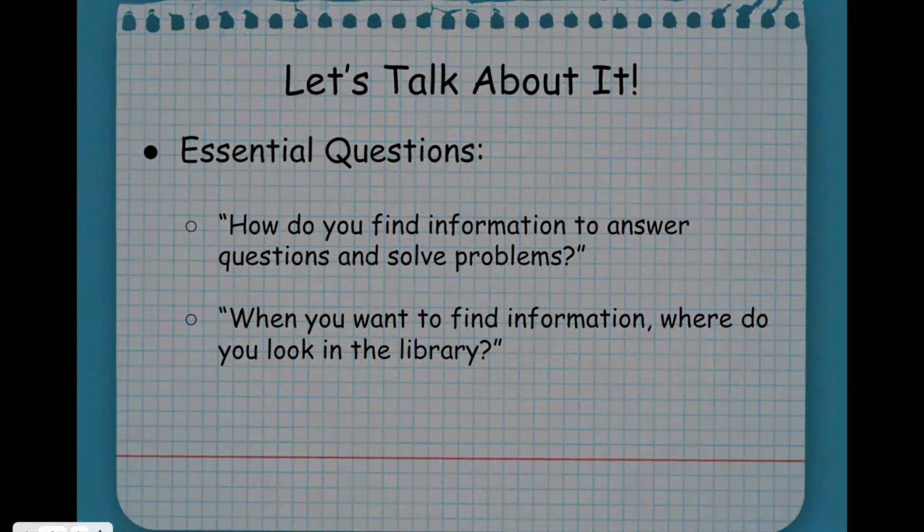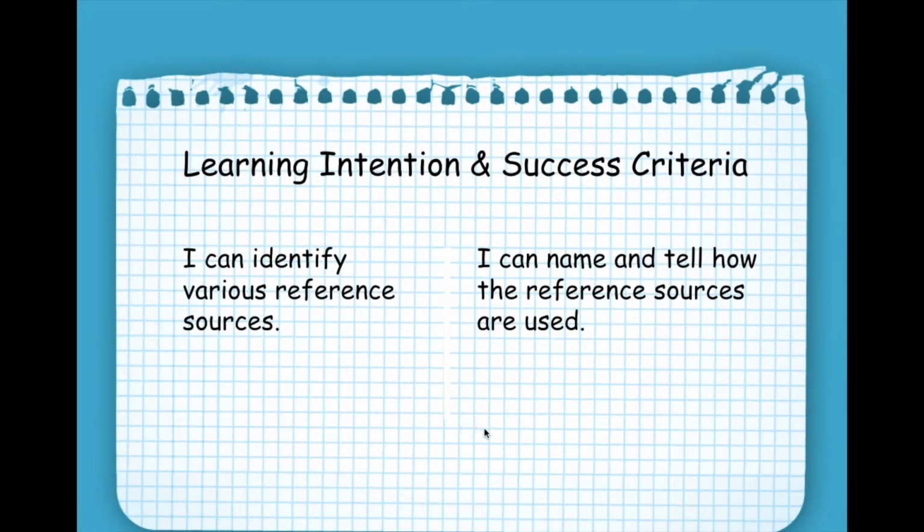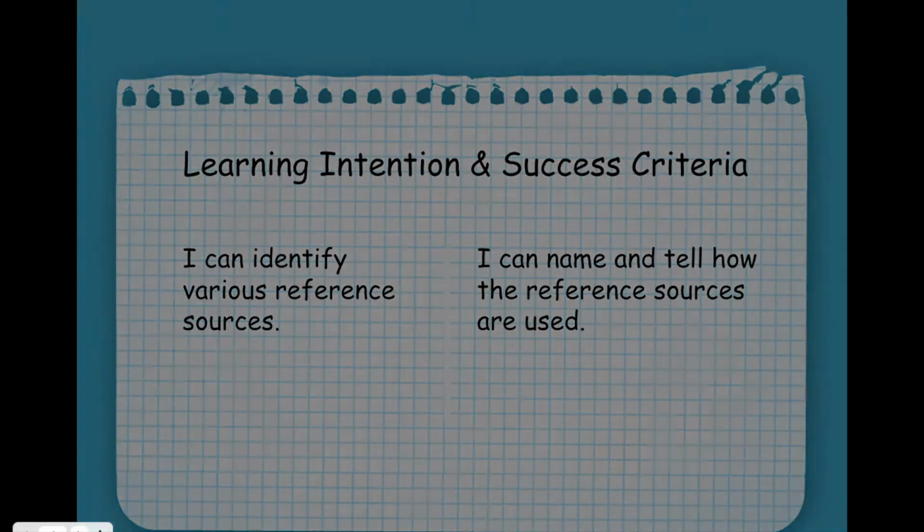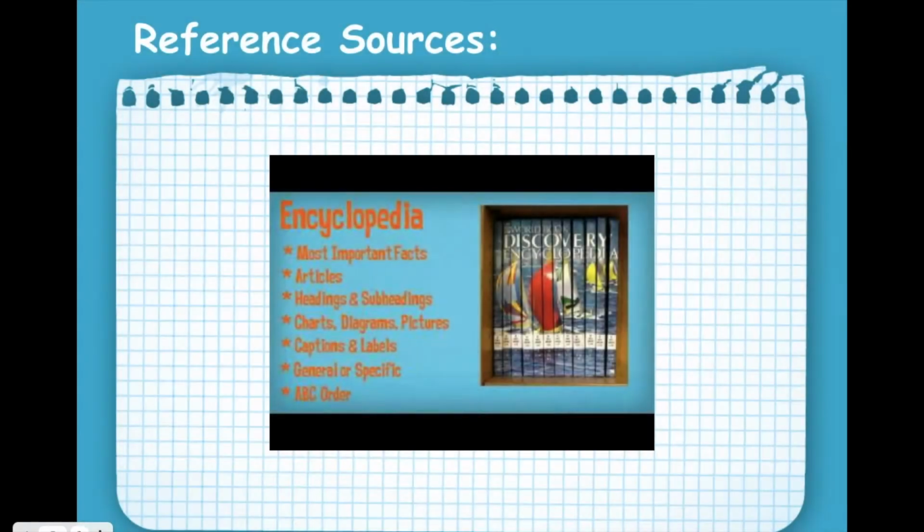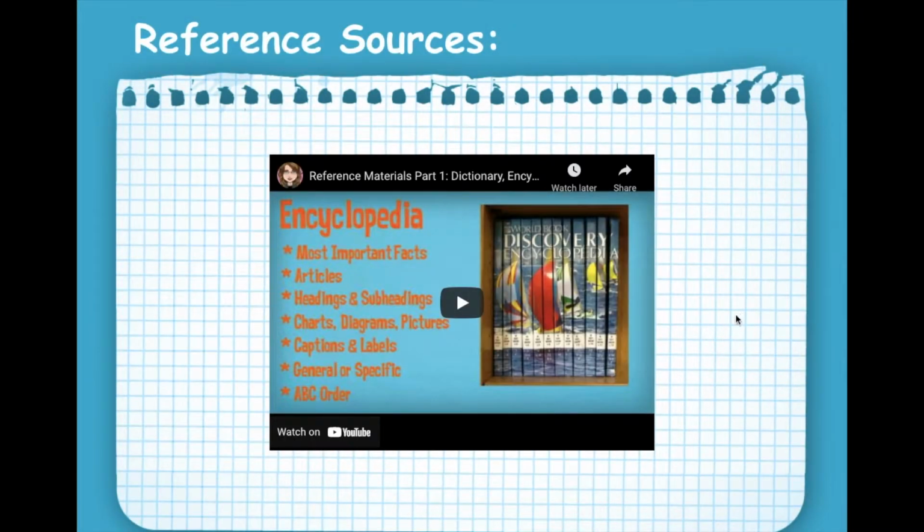Okay, so your learning intention is that you can identify various reference sources, and success is that you can name and tell how the reference sources are used. Okay, we're going to listen to this short video about the three different types of reference sources that we're going to talk about today: dictionary, thesauruses, and encyclopedias. So let's listen and see if we can learn a little bit more about these reference sources.